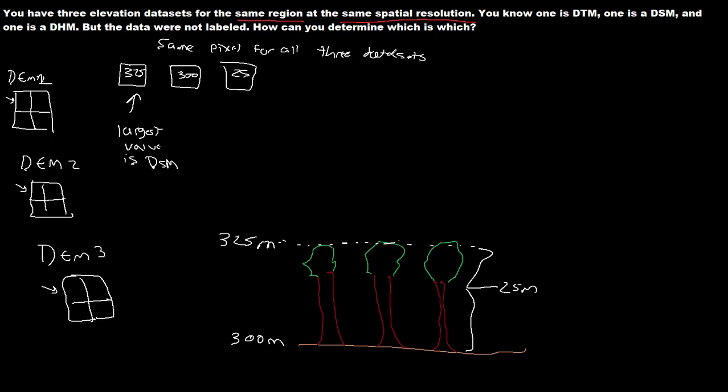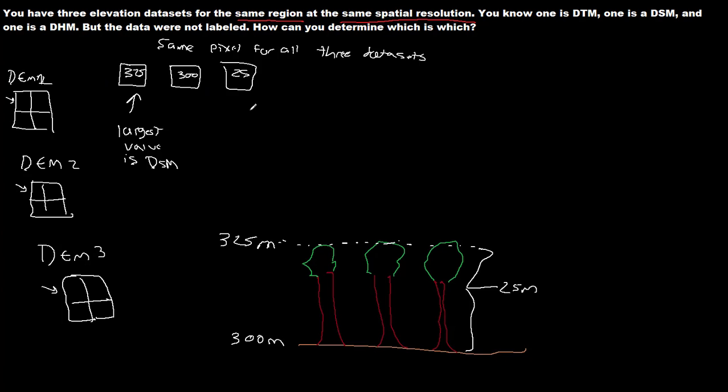I don't want anyone to get lost here because I know this is kind of a jump. The pixel from the first DEM, the pixel from the second DEM, and the pixel from the third DEM should all line up in the real world because it's the same region at the same spatial resolution. I know I'm beating a dead horse here, but I want to make sure that you're not lost. I've taken these three pixels and I'm comparing the values. The largest one has to be the DSM because it's including the surface feature, so it will always be higher than the DTM.